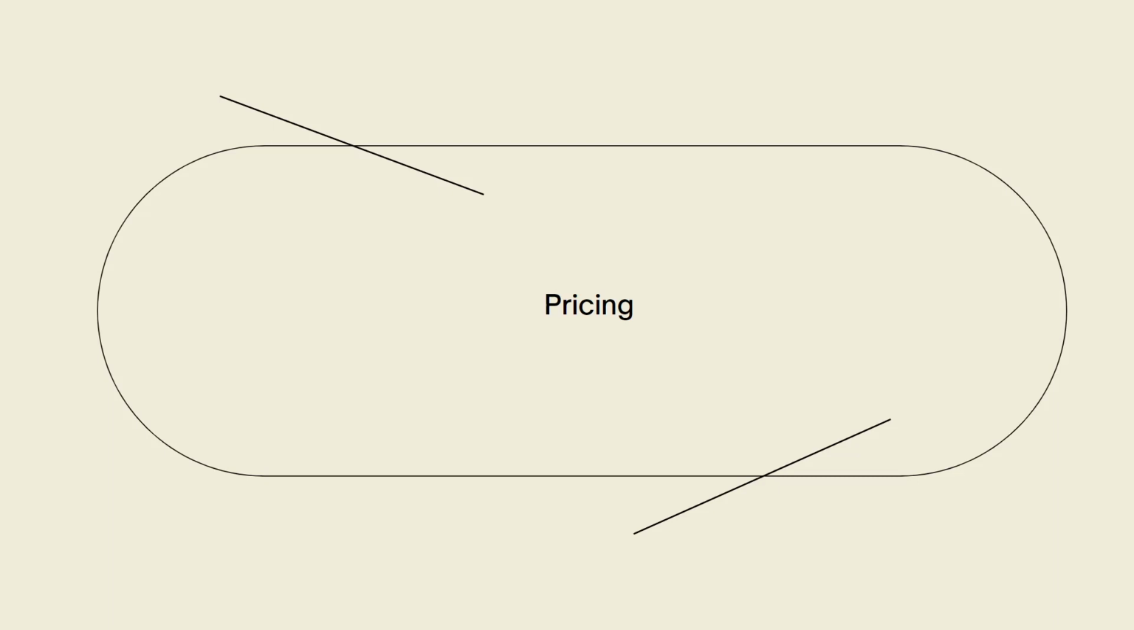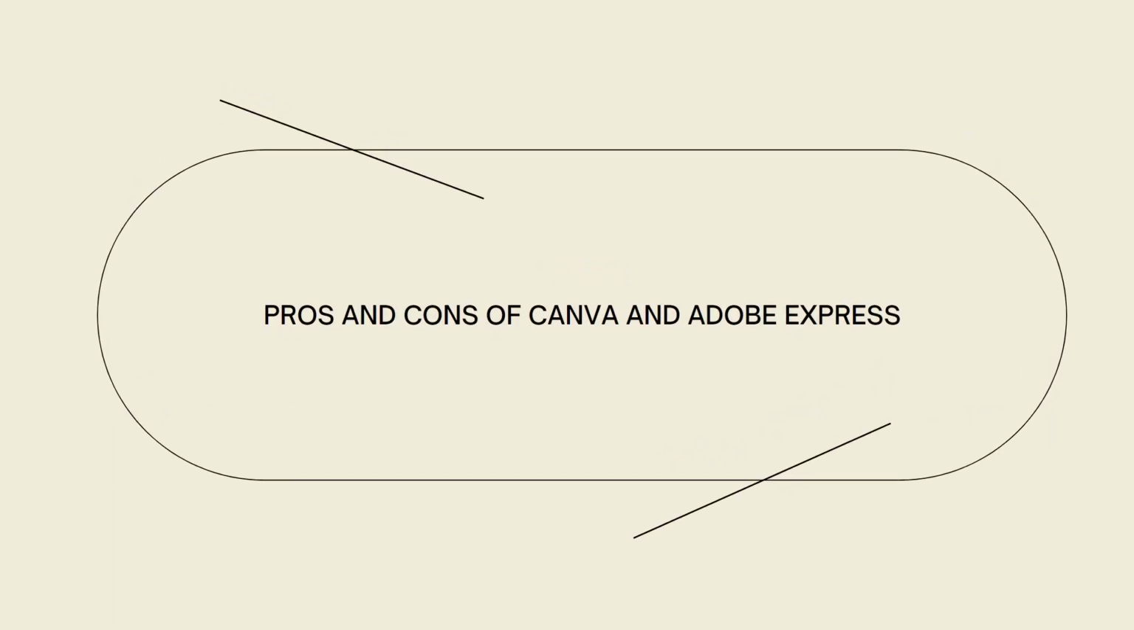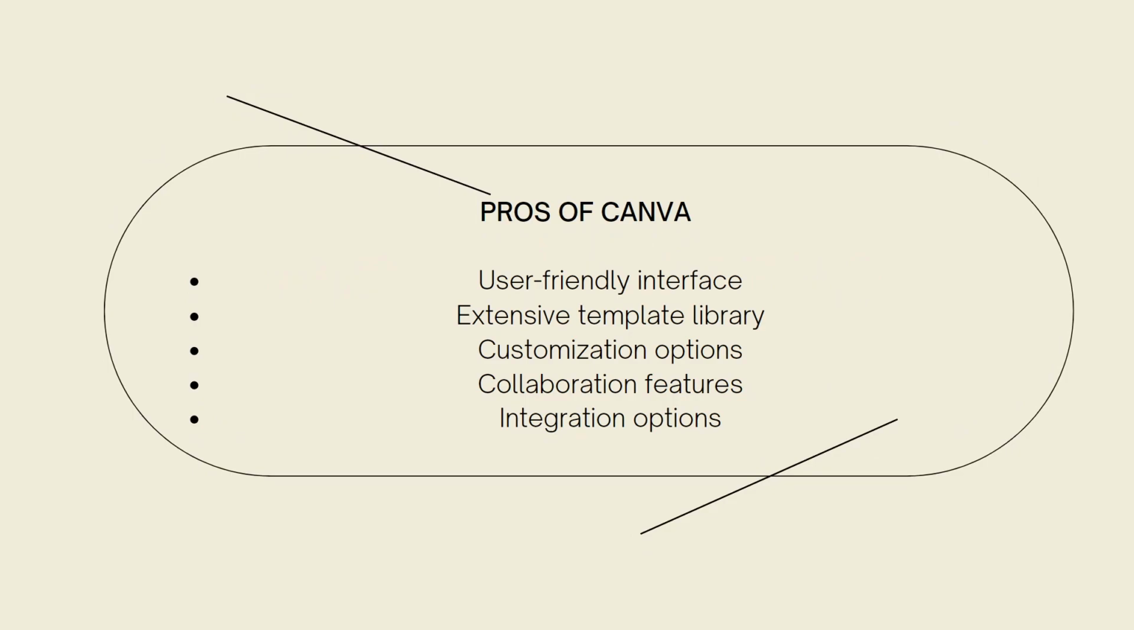Okay? So choosing between Canva and Adobe Express, or the Adobe Spark, ultimately depends on your specific needs and preferences. So here are the pros and cons of these two platforms or applications. First, let's start with the pros of Canva. We have five: user-friendly interface, extensive template library, customization options, collaboration features, integration options.